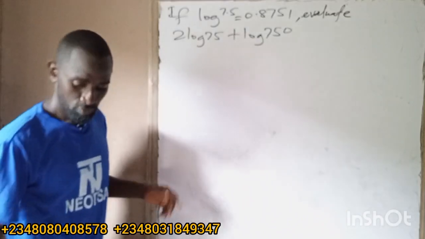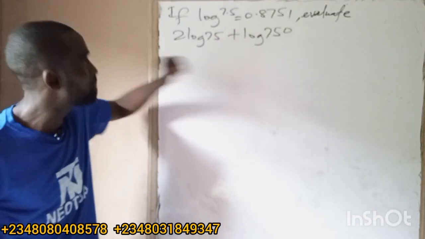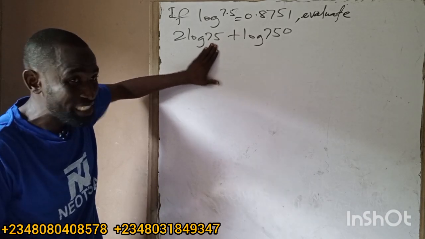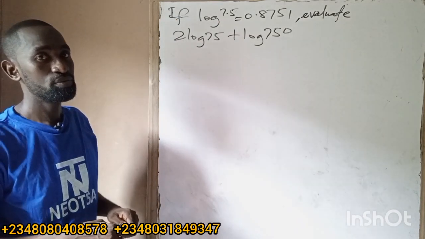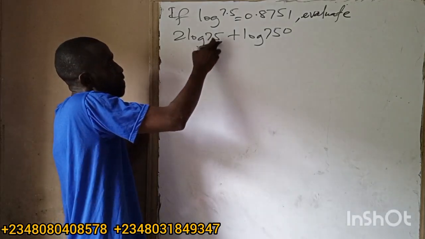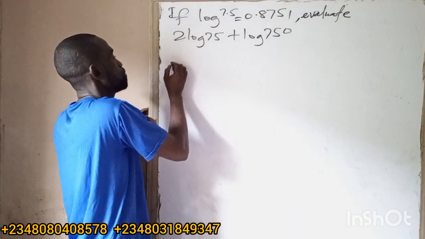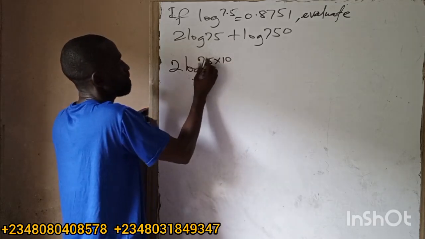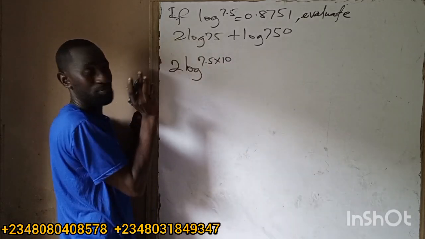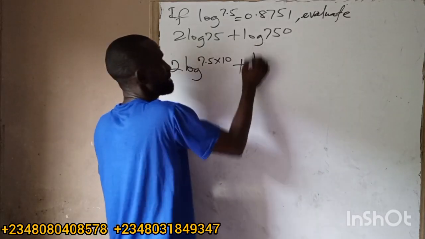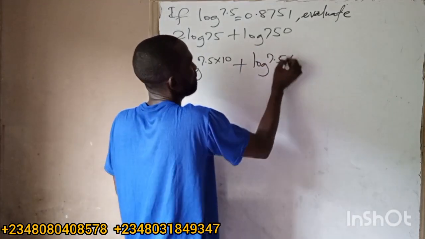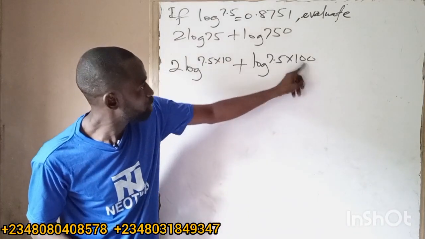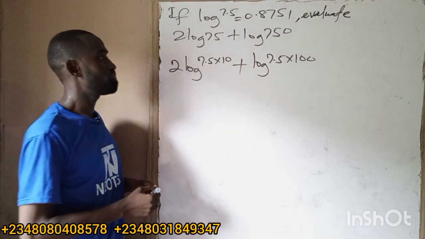Alright, so from what I explained, the one I solved earlier, the same thing is applicable here. I will make sure I manipulate this in form of what I was given. So this one is saying log of 7.5 times 10. What is 7.5 times 10? That will give us 75. Then this 750 is log of 7.5 times 100. What 7.5 times 100 gives us is 750.